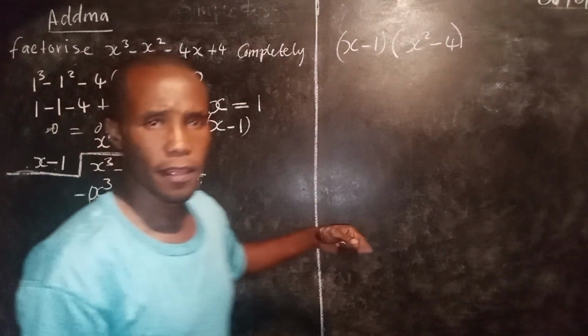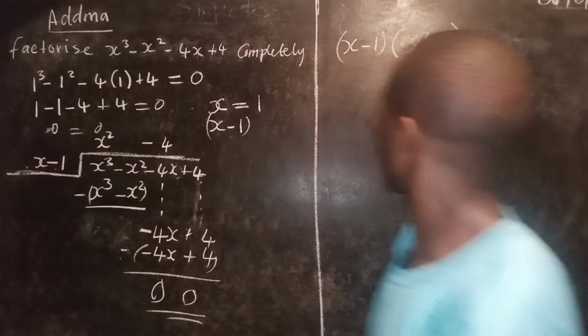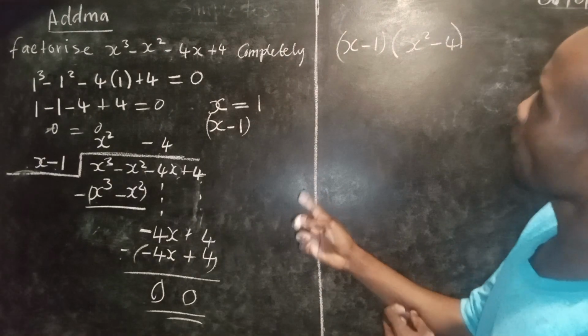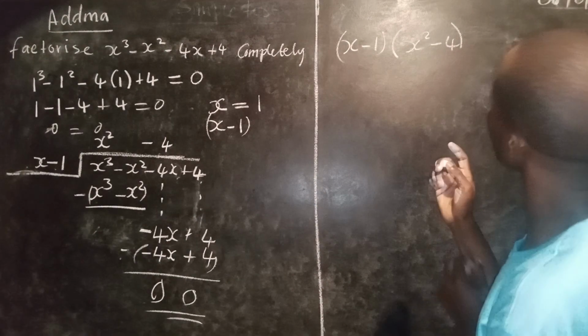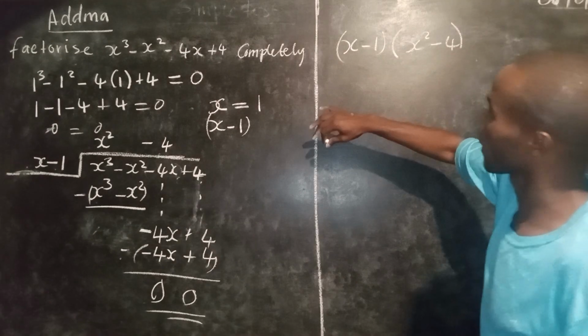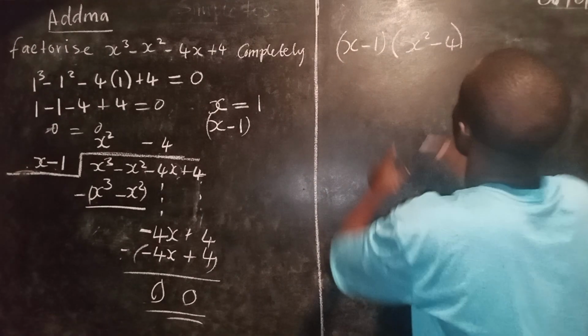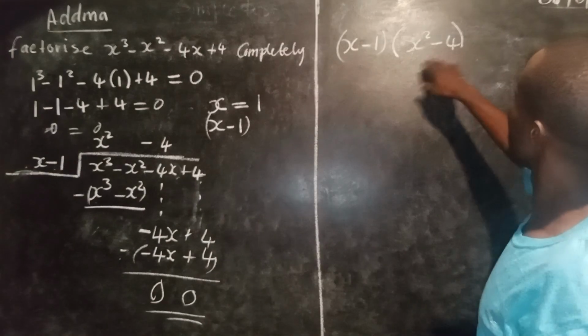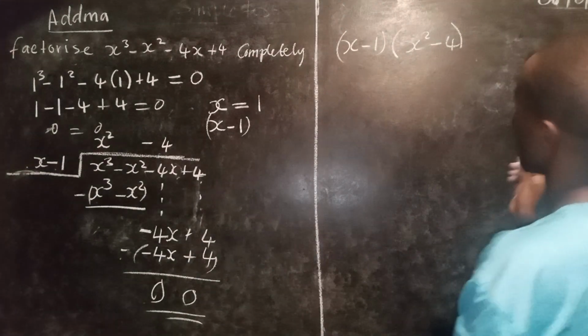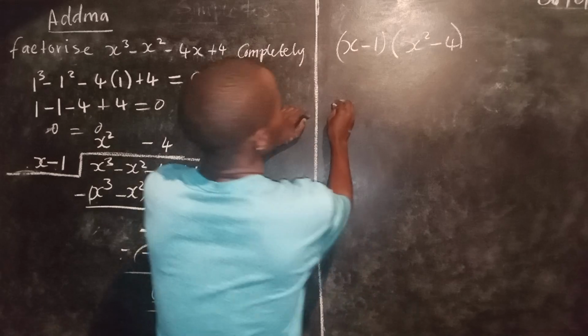But remember, they are saying factorize completely. So here we haven't factorized it completely. We need to factorize it completely. So this one we are done. So let us work out this one. It's very simple for this one. This is difference of two squares, if you look at it. So we do it like this.